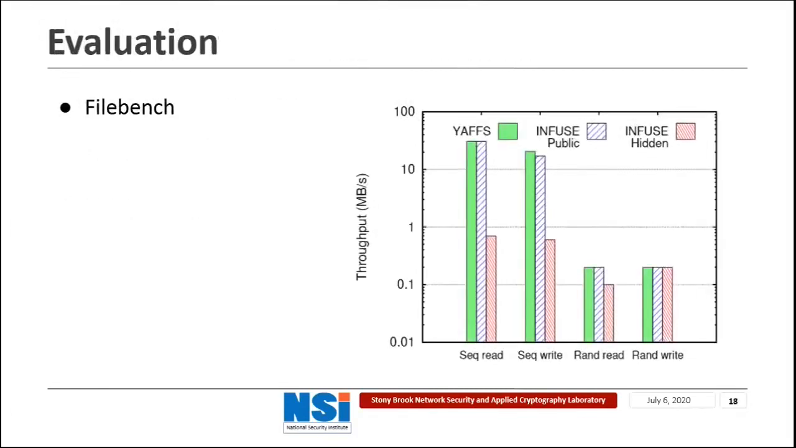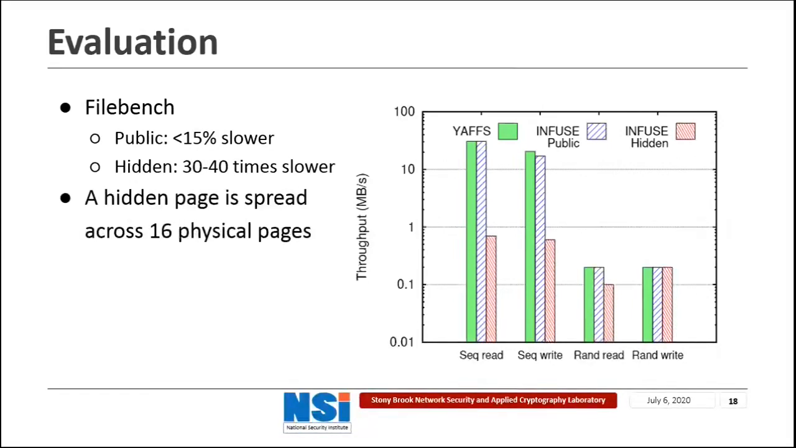In order to evaluate the performance of INFUSE, we benchmark both YAPS and INFUSE with FileBench. The result is shown in this figure. Note that the y-axis is the log scale. We can see that accessing the public data in INFUSE is around 50% slower than the baseline YAPS, and accessing the hidden data inside INFUSE is around 30 to 40 times slower when compared with YAPS. Note that this number is obtained when a hidden page is spread across 16 physical pages.